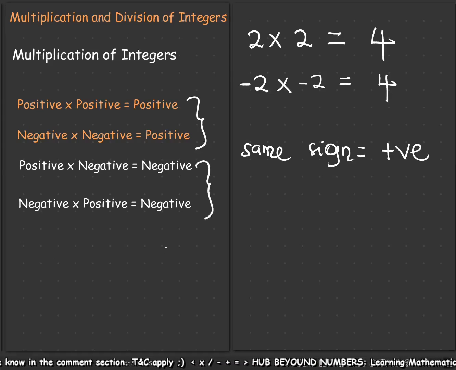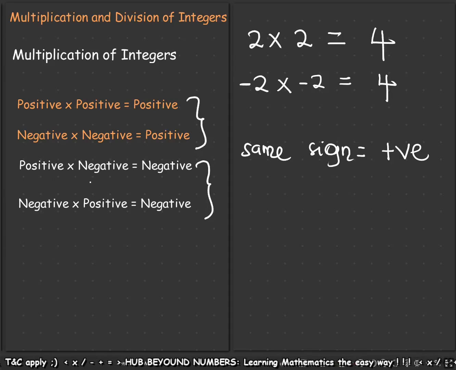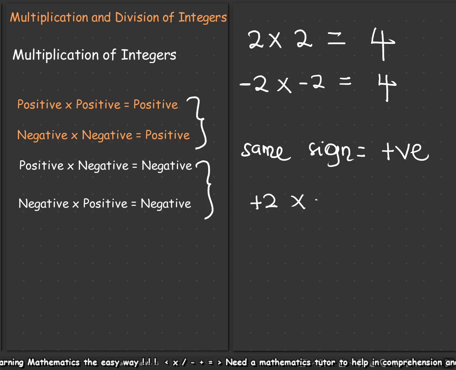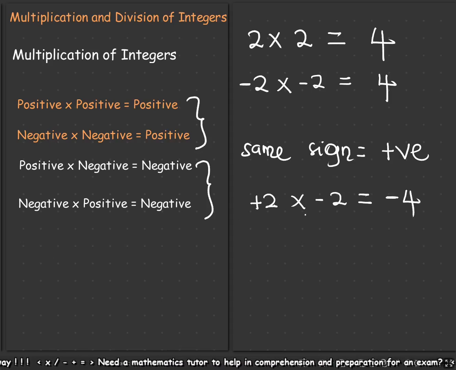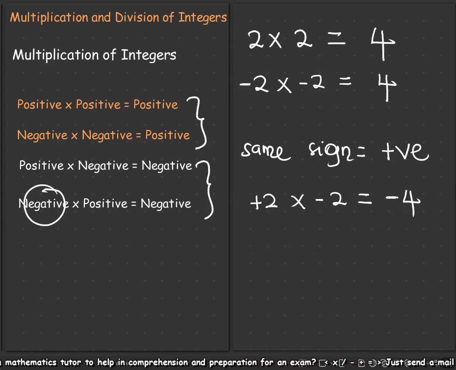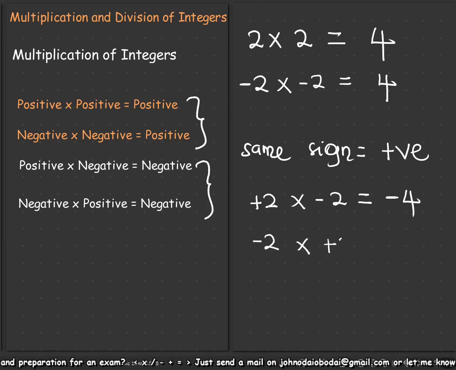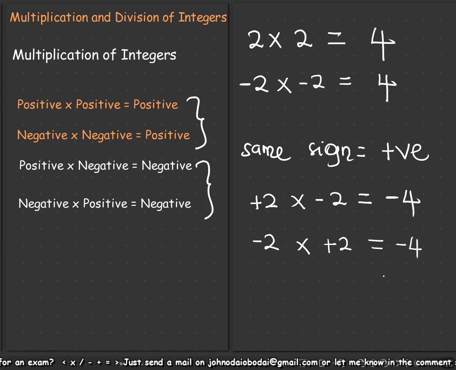But on the other hand, the third rule says if you have a positive integer and you multiply it by a negative integer, you are going to get a negative integer. That is, positive 2 times negative 2 gives us negative 4. Secondly, a negative integer times a positive integer gives us a negative answer. So negative 2 times positive 2 gives us a negative 4.